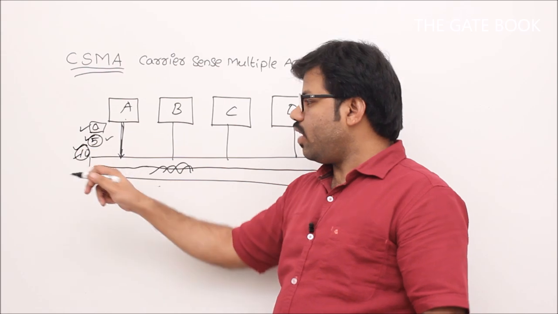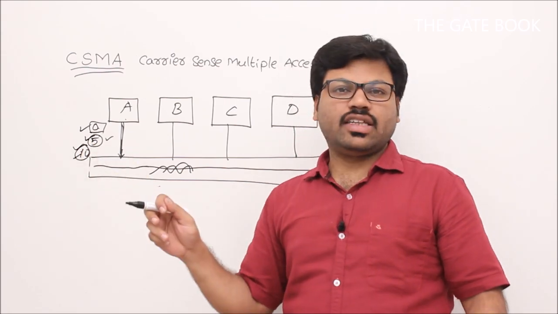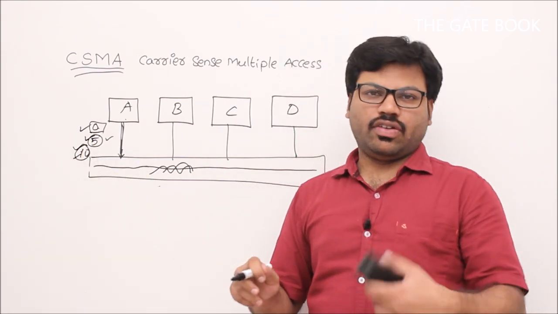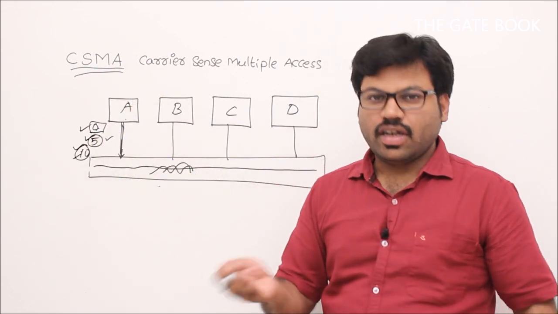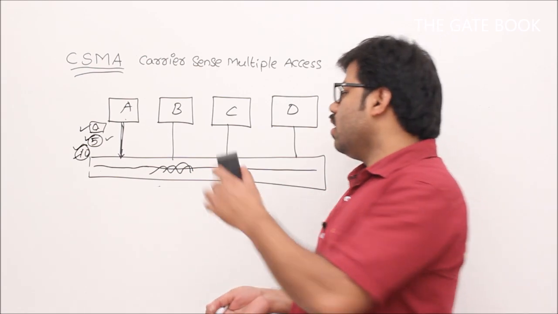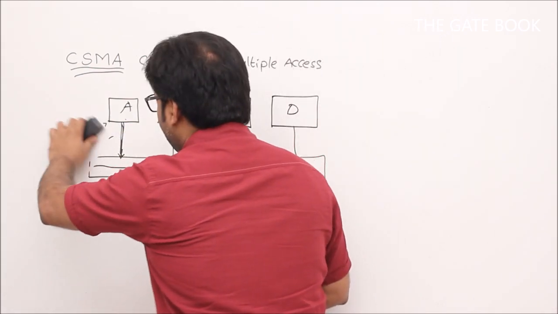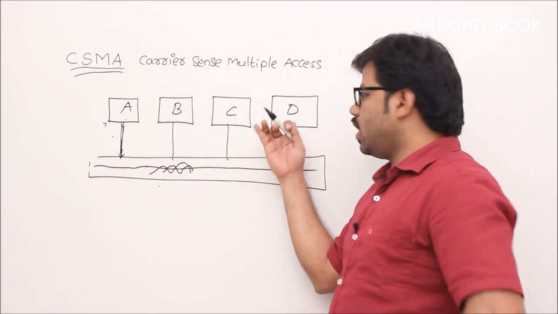So by seeing the number we can say whether there is a collision, whether there is proper data, or whether your line is empty. All these things can be sensed. Finally every system is going to sense it.